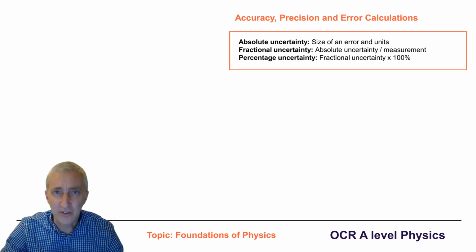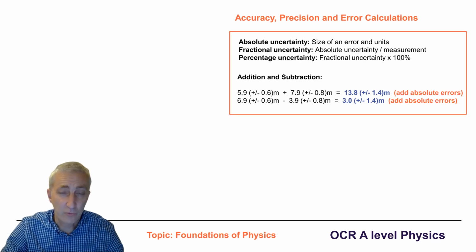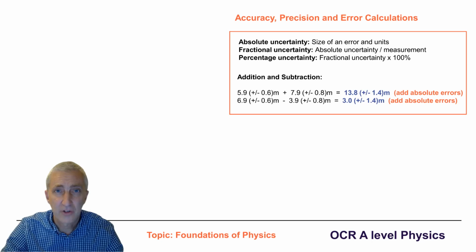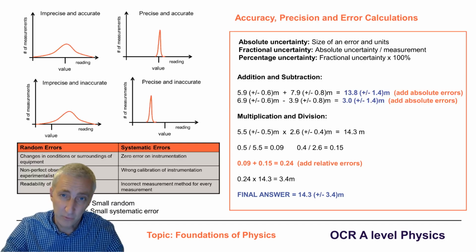Questions where you are asked to calculate errors are common, and we need to remember the different types of errors. Also how to work out the overall error for different types of calculations. So remember, for additions or subtractions, we must add the absolute errors. And for multiplication and division, we must add the relative or percentage errors. Lots to memorize there before you move on.